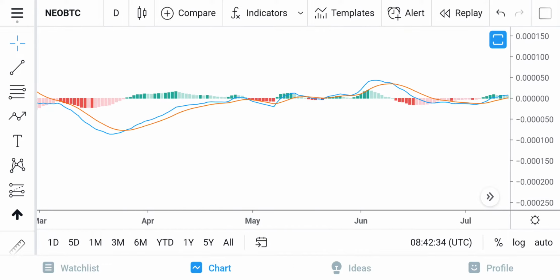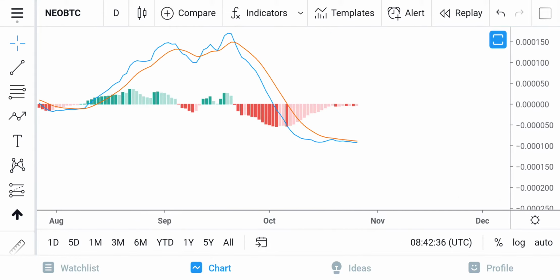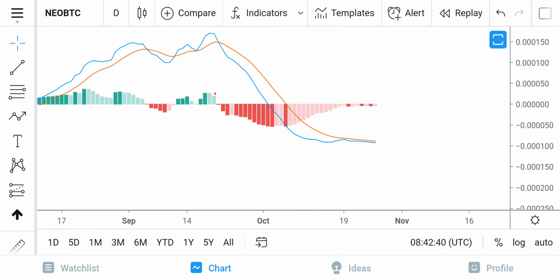Another thing you can use this indicator to note in the market is volatility. When the histogram bars are very huge, very big, it means that volatility is high in the market. But when the histogram bars are small, contracting, it means that volatility is low, that's the rate of selling is low.